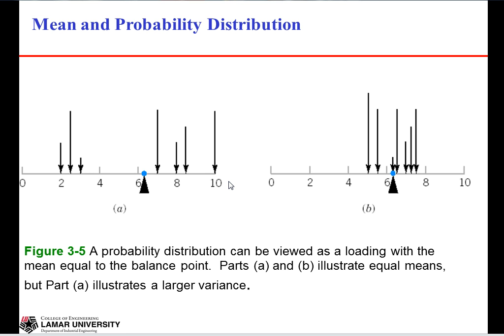And this is a graphic illustration of the meaning of the mean. For a discrete random variable, you can treat the probability mass function as the weight applied on a very thin beam, where the beam is the real axis, and the loading or the force is acting on all the possible values of x, and the mean is the balance point.